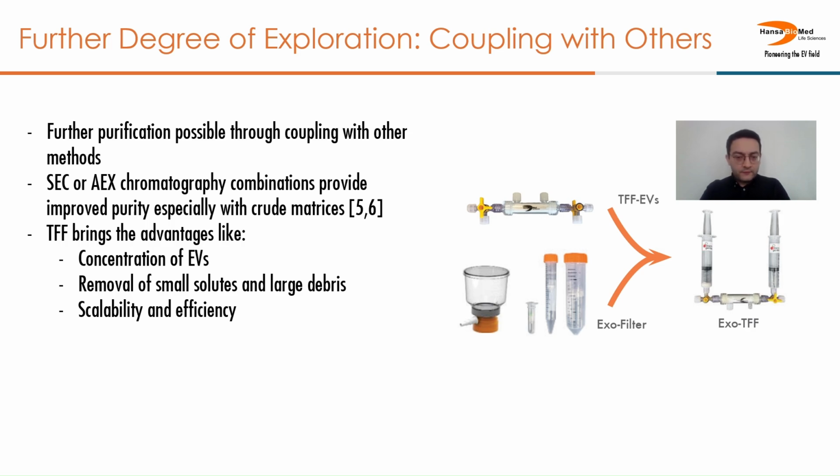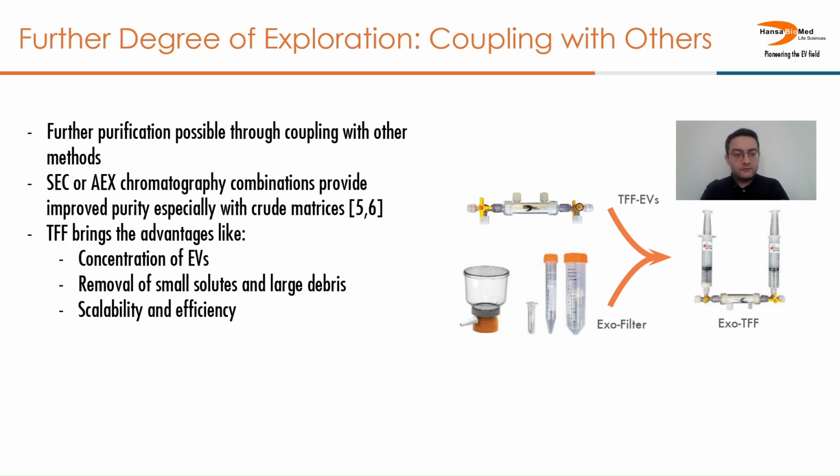And regardless of the method that is coupled with TFF, the advantage that TFF brings into these combinations is, first of all, the concentration of EVs, meaning that while removing both small solutes and large debris, TFF can concentrate EVs from much larger volumes, even tens of liters, depending on the scale of the TFF cartridge, to very small volumes like a couple of tens or hundreds of milliliters, with which the subsequent method can work.